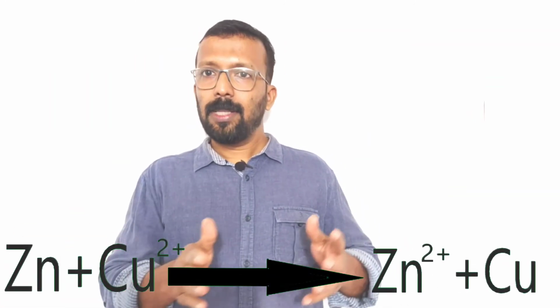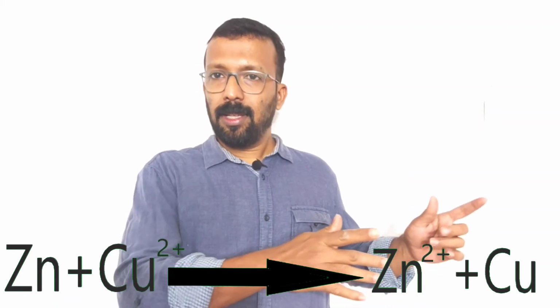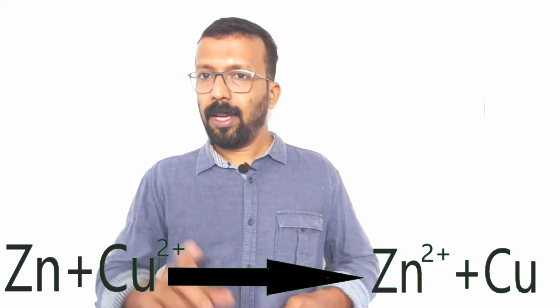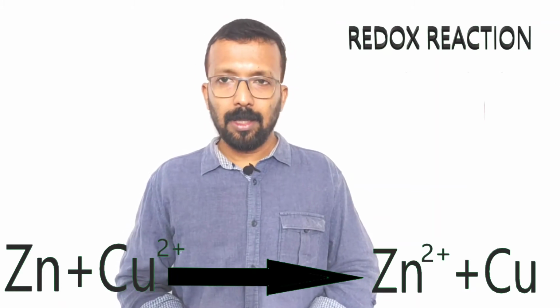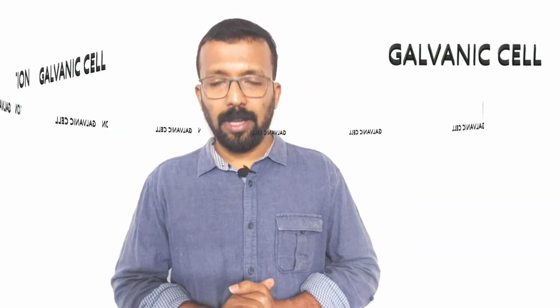Now see the overall equation. Zn plus Cu2+ gives Zn2+ plus Cu. A typical example for a redox reaction. That means a reaction in which oxidation and reduction take place simultaneously. So the transfer of electrons produced by this redox reaction causes the flow of electric current in the cell. So this is an example for a galvanic cell. That means an arrangement in which chemical energy is converted to electrical energy by means of a redox reaction.